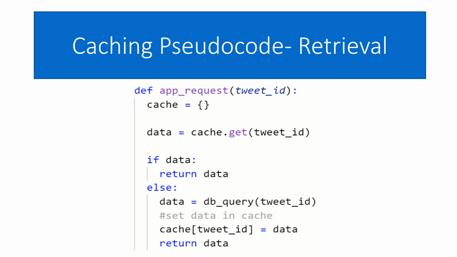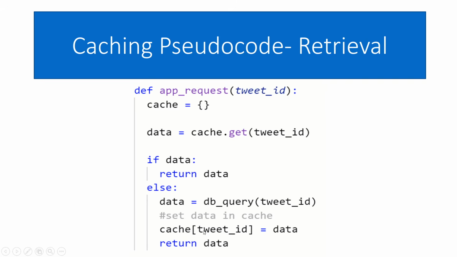Here's some pseudocode with Python, kind of simulating how you use a cache in your application. In this case, we're just using a built-in dictionary or hash table to simulate this, because that's what a cache really is. Like Redis or Memcached, it's essentially just a giant in-memory hash table. So you see we've got our cache, we look up a key value, in this case it's a tweet, so we look up that tweet ID. If that returns data from the cache, we return that directly. Otherwise, we do a database query with that ID, we return the data, we set that into the cache, and then we also return it.